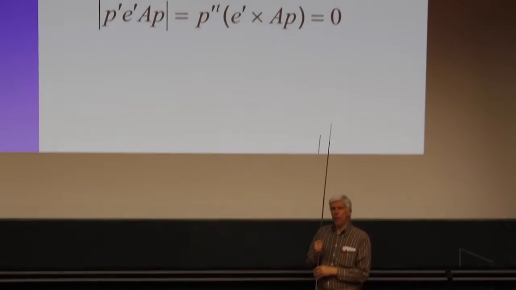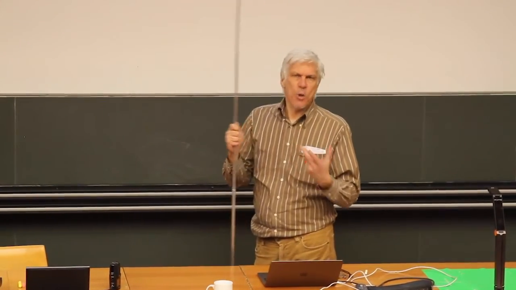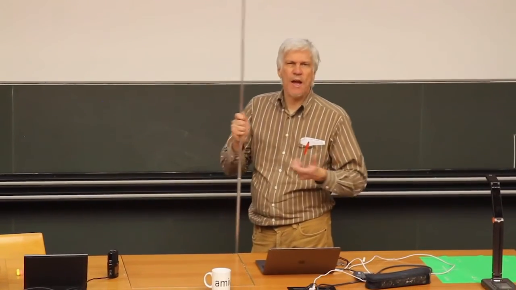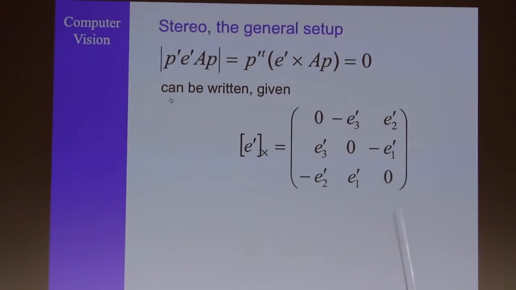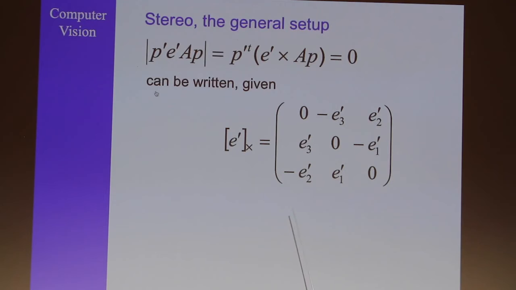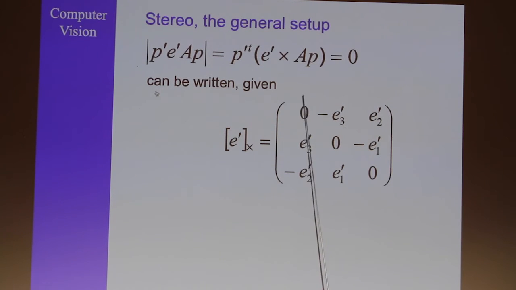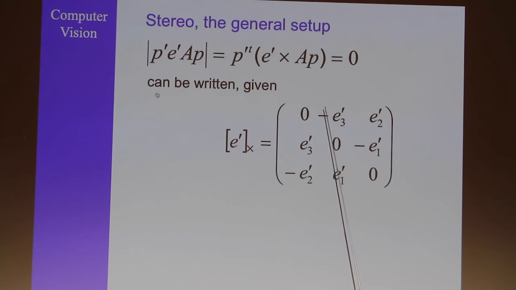And the reason why we are going through all these pains is because we want to end up with a very simple equation that summarizes epipolar geometry and that people use throughout the literature all the time. Namely, here we have this vectorial product of E prime and AP. It can be shown that if you multiply this vector to the left with this matrix, that's the same as forming this vectorial product. Again, something you can show pretty easily.